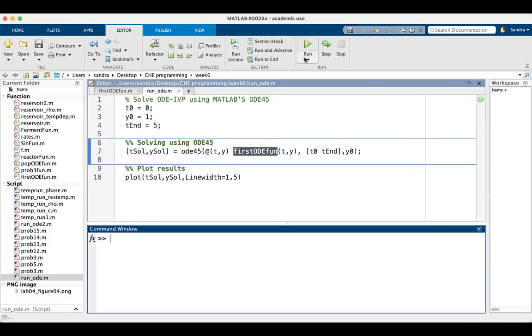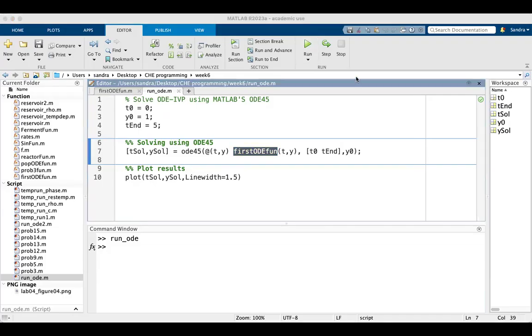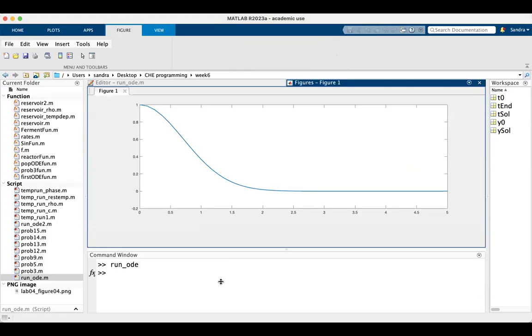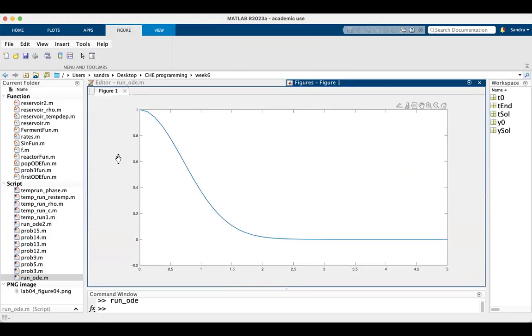Now let me just run this ODE. I'm just running it. This is the kind of graph you'll be getting. For time t, you'll see the y value changes. The initial value was 1, right? That is why you can see 1 here. And from 1, there is an exponential decrease and it goes towards 0.